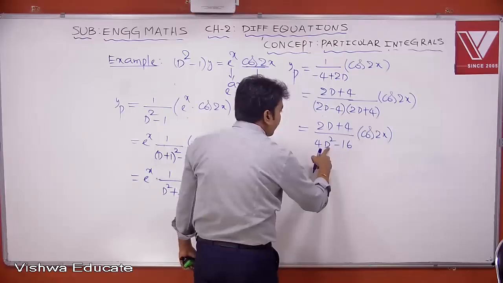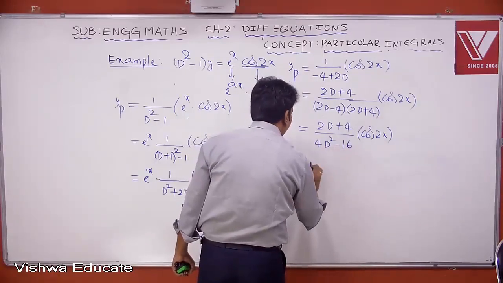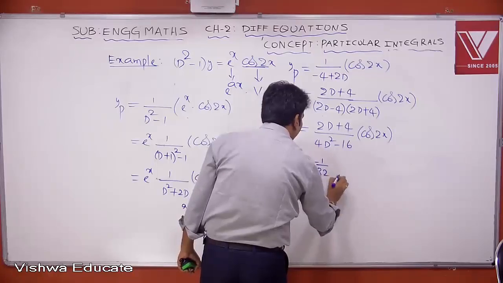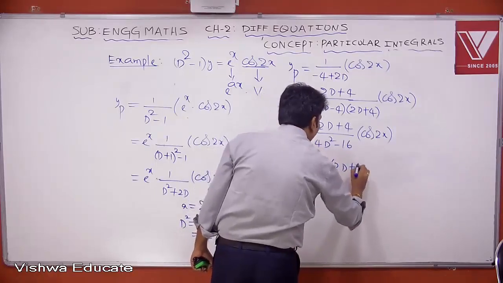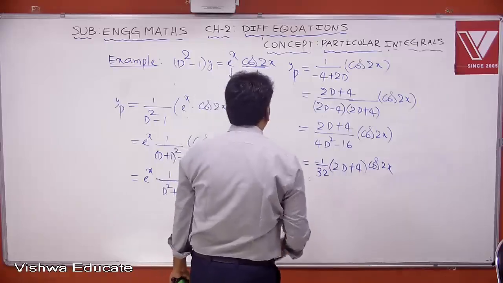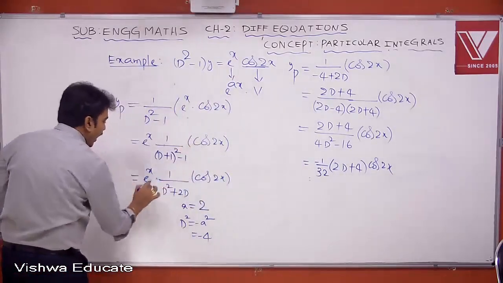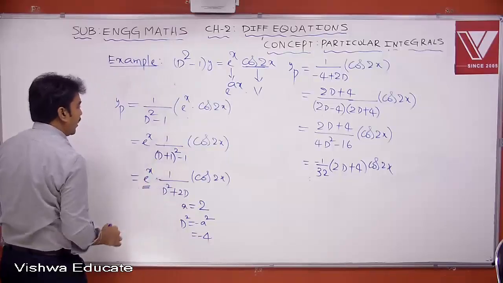Again D square is replaced by minus 4. 4 into minus 4, minus 16, minus 32. So this is minus 1 by 32 into 2D plus 4 of cos 2x. Of course we have this exponential function, so at the end I will multiply this with e power x.